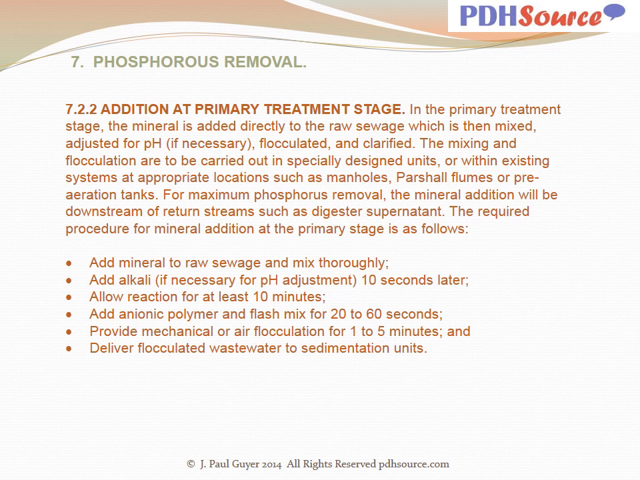Add mineral to raw sewage and mix thoroughly. Add alkali if necessary for pH adjustment 10 seconds later. Allow reaction for at least 10 minutes. Add anionic polymer and flash mix for 20 to 60 seconds. Provide mechanical or air flocculation for 1 to 5 minutes and deliver flocculated wastewater to sedimentation units.